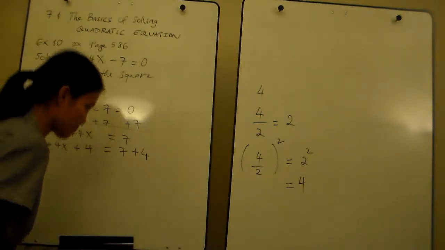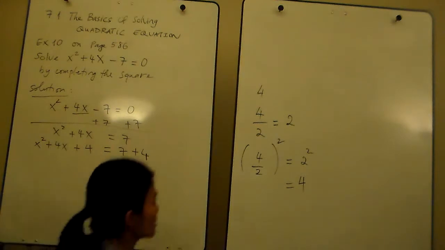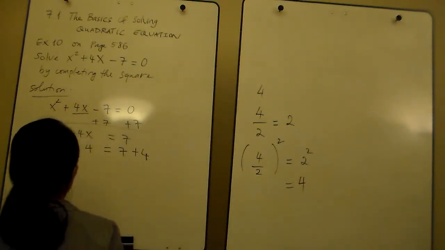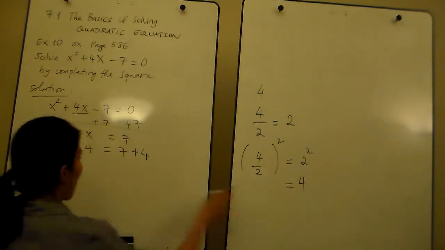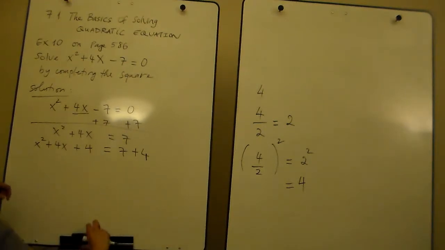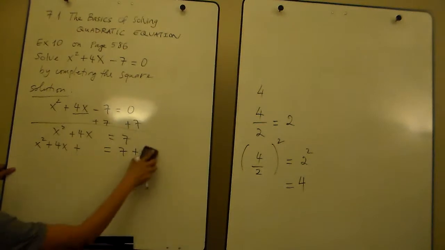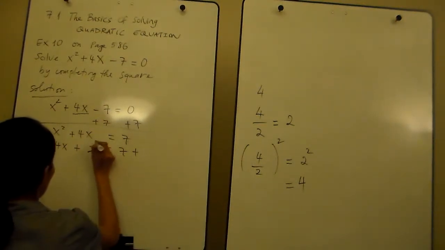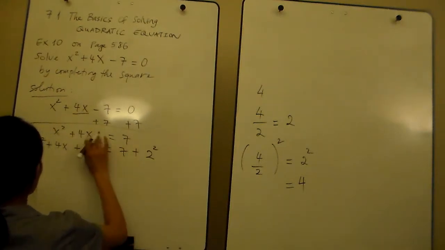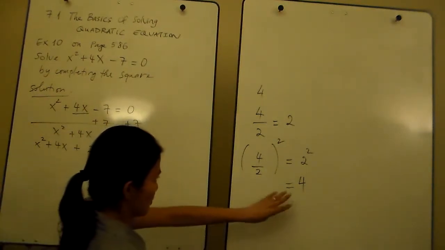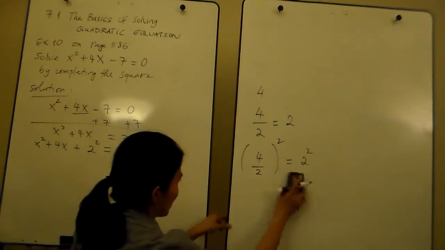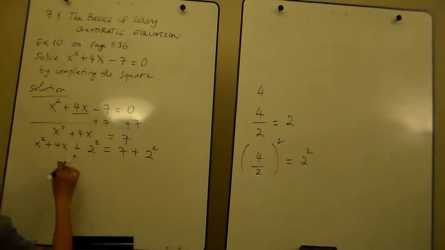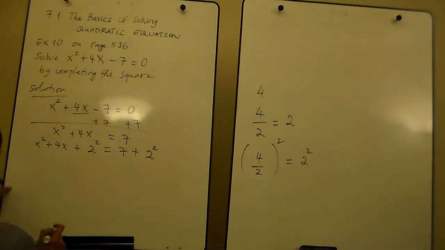Okay? Now it's very important that you see this. 2 squared, and 2 squared is 4, right? You have a choice. You can add 4 on both sides, or you can just add 2 squared. I would think adding 2 squared is easier. So let's not simplify this 2 squared. Just leave this as 2 squared.